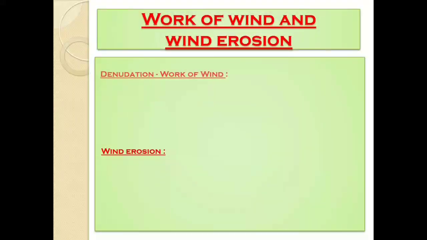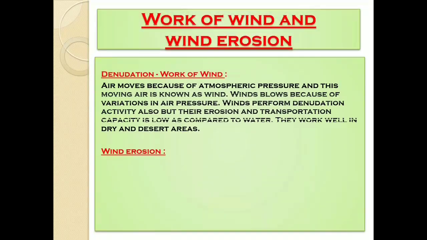What is the work of wind and wind erosion? Denudation, that is the work of wind. Air moves because of atmospheric pressure and this moving air is known as wind. Wind blows because of variation in air pressure. Winds perform denudation activity also, but the erosion and transportation capacity is low as compared to water. They work well in dry and desert areas.